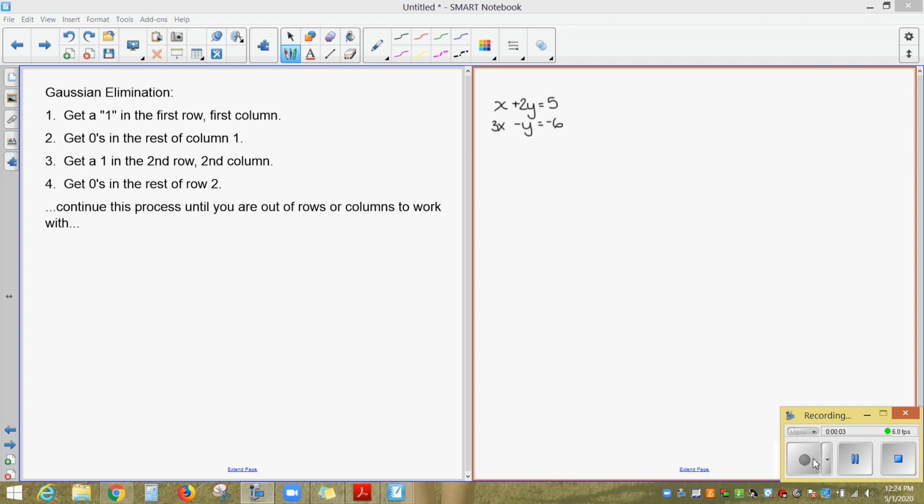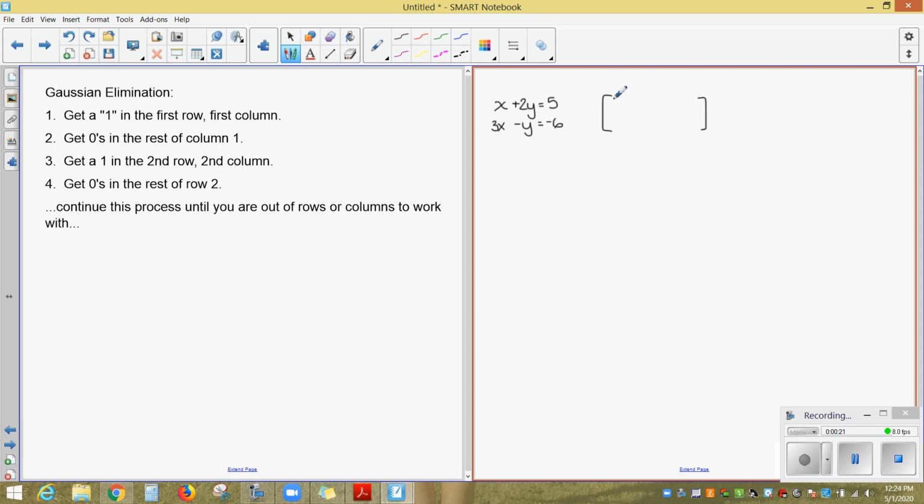So let's attempt to solve this system of equations using Gaussian elimination. We know what the solution set is. We solved it at the end of the last video. But we'll use our Gaussian elimination, and then we'll show what it was that we're doing here.